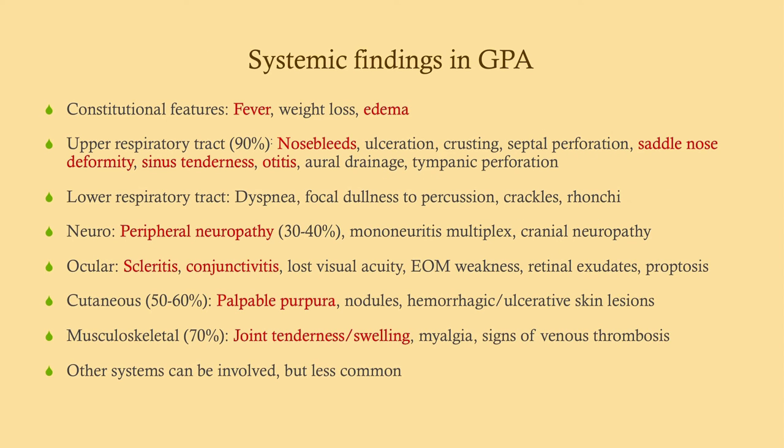These are some of the other systemic findings you can see in GPA. As you can see, there are a lot, okay? I would also focus on these cutaneous signs, these palpable purpura. When you see that in conjunction with chronic upper respiratory tract issues and constitutional features, you're really looking at GPA.